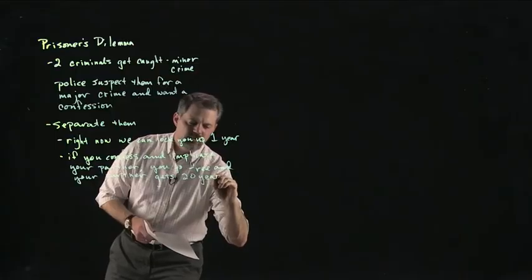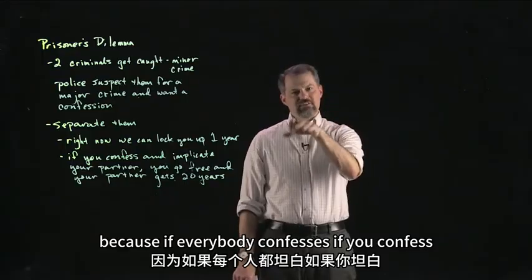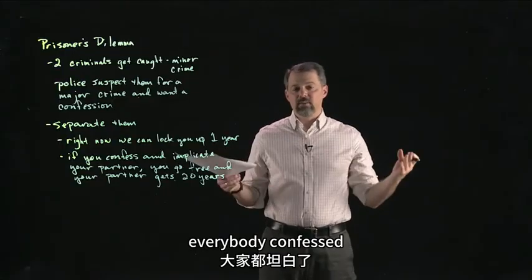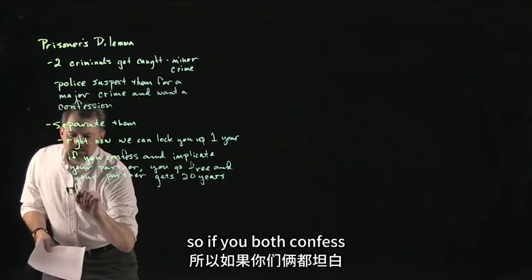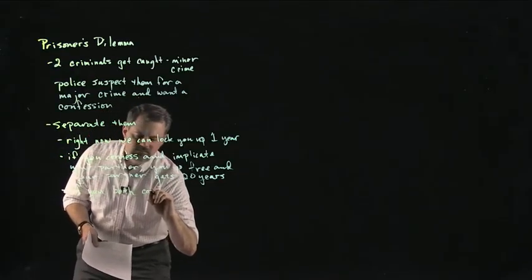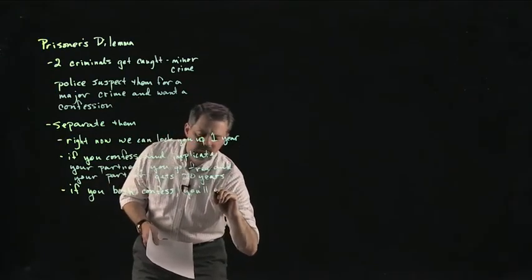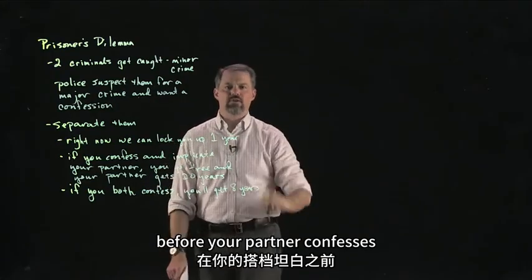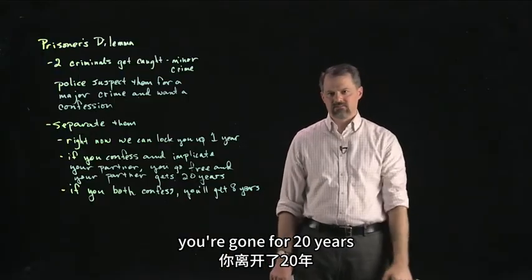But you need to do it quickly. Because if everybody confesses, if you confess and your partner confesses, then we don't need your testimony. Everybody confessed, and we'll lock you up for, say, 8 years. So if you both confess, you'll get 8 years. So you better do it real quick before your partner confesses. Because if your partner confesses first, you're gone for 20 years. Okay?